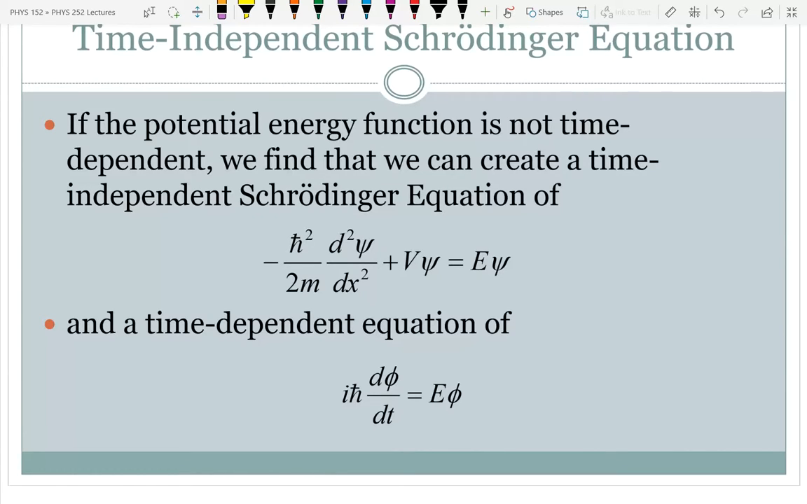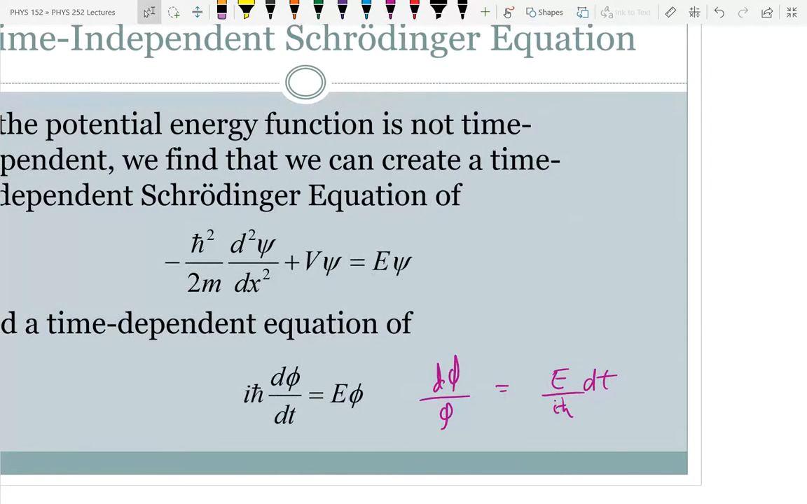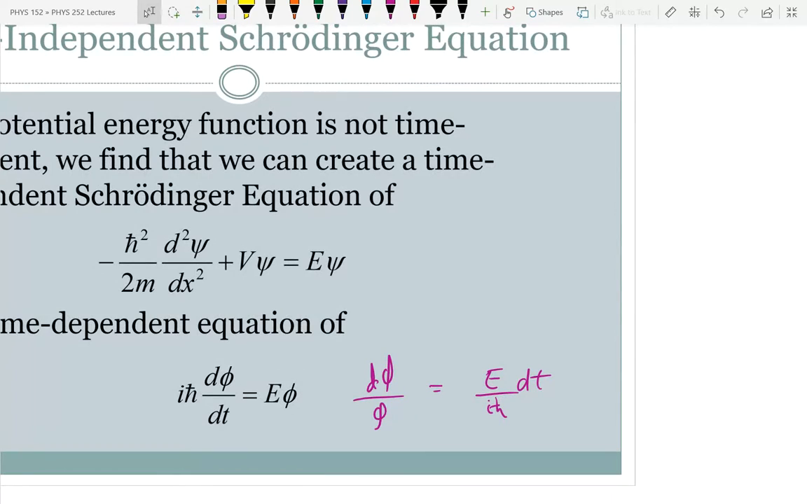The bottom one. How would you solve it? This is something we've been doing since we started first semester. How do you solve that? Separate variables, and then you integrate independently. And so if we separate variables, d phi over phi is equal to E dt over i h bar. Well, 1 over i is minus i.